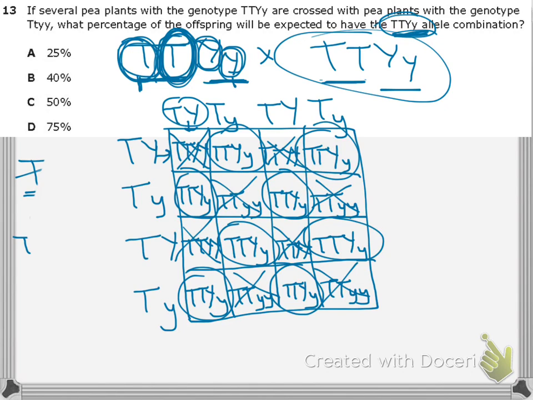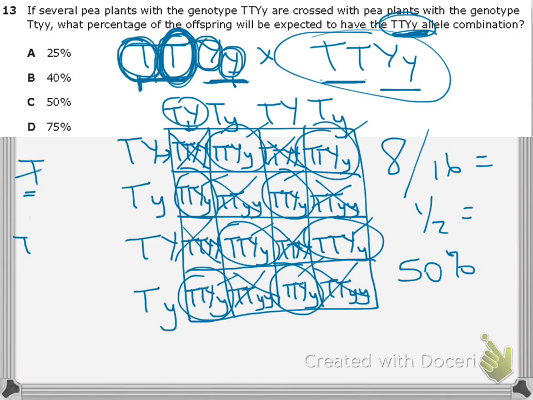Now, if you're just kind of glancing at it, you might notice it's half of them, but we're going to go ahead and count. So I've circled 1, 2, 3, 4, 5, 6, 7, 8 out of a total number of 16 different possible outcomes. 8 out of 16, which is the same as 1/2, which is 50%. So our answer choice is C.